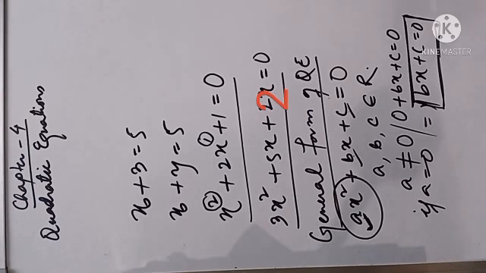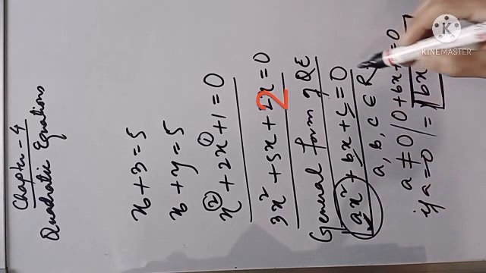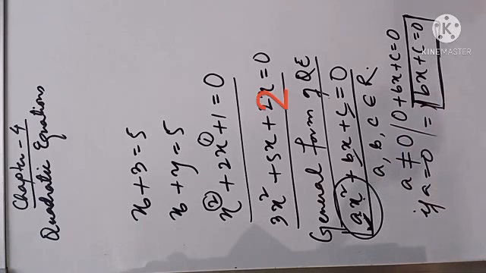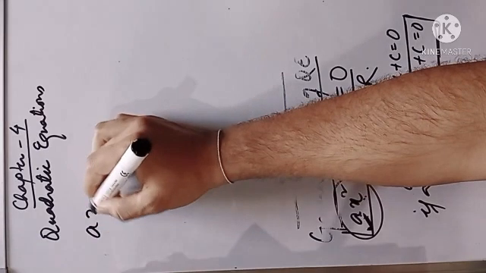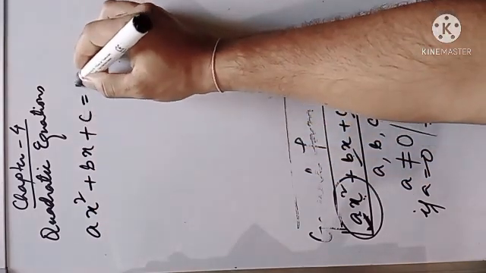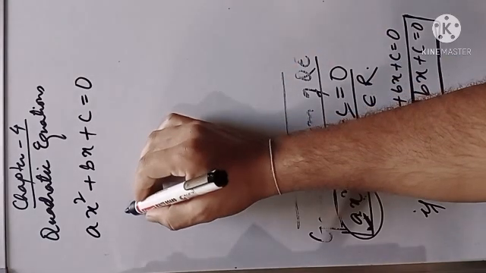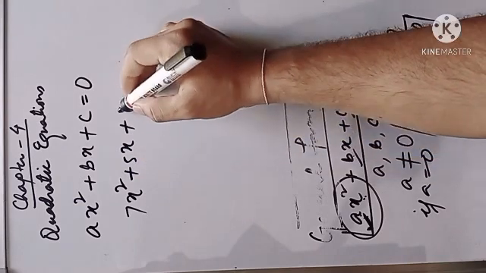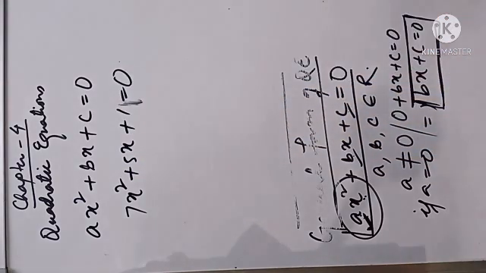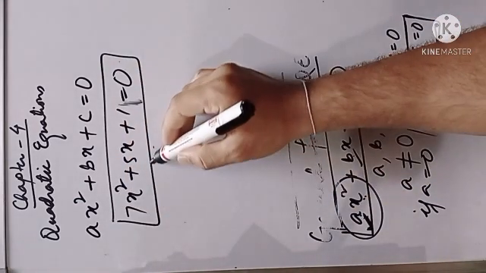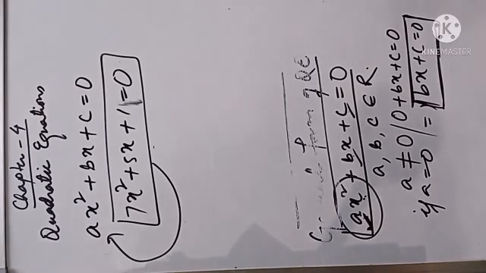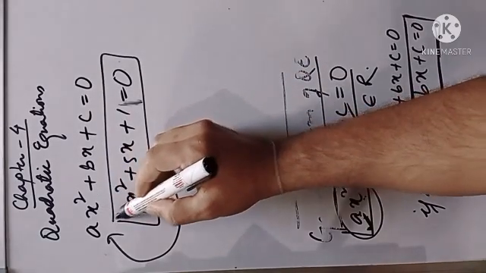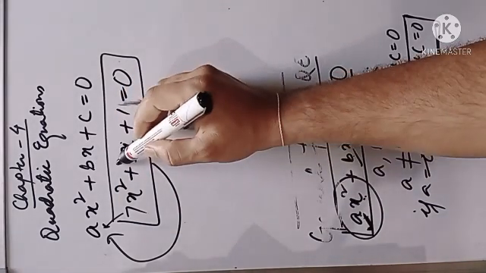Okay. So now my question is, why do we call this form, ax squared plus bx plus c, the general form of quadratic equation? Because every quadratic equation in one variable can be expressed in the form of ax squared plus bx plus c equal to 0. I'll give you an example. Let me write here once again, ax squared plus bx plus c equal to 0. Let me write one quadratic equation, say 7x squared plus 5x plus 1 equal to 0. Even this equation is in the form of ax squared plus bx plus c, because we have x squared. Here a means 7, b means 5, and c means 1.